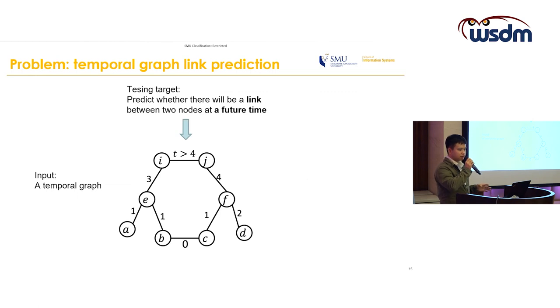Our task here is temporal graph link prediction. That is to say, we predict whether there will be a link between two nodes at a future time t.